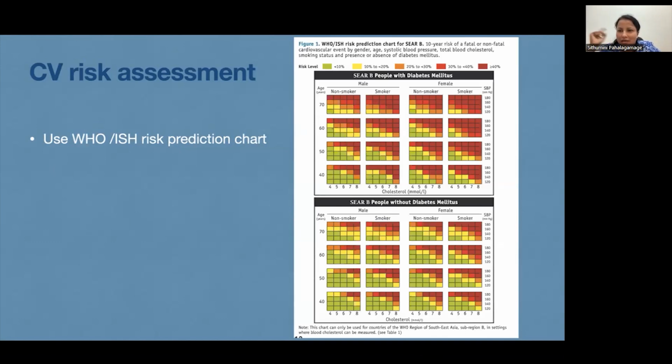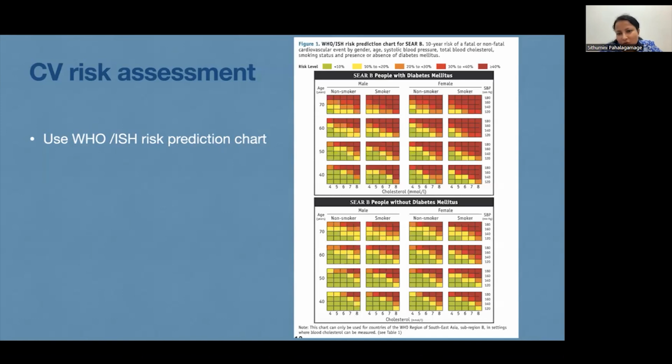But since they are not validated for our population, we use the WHO risk stratification tool. This is validated for us. It's mentioned that this is validated for the Sri Lankan population, and it takes into account the patient's diabetes mellitus status, whether the patient is a female or a male, whether the patient is a smoker or a non-smoker, their blood pressure levels, and their cholesterol levels.